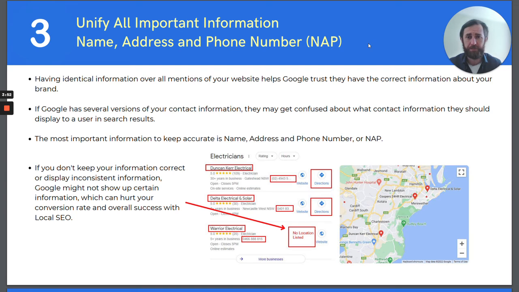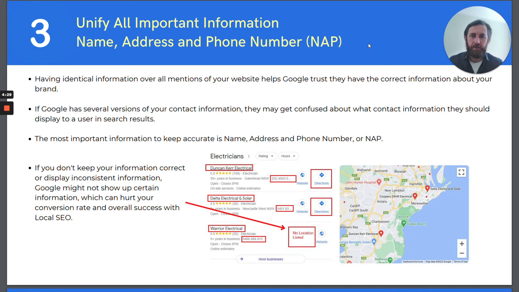So, unify all name and important information. So business name, business address, and business phone number. So NAP information. Wherever your business is listed online, this information needs to be identical. You can't have Facebook with a different phone number than your website and a different phone number than local directories. Google will get confused, and it's just not what you want to do with optimizing your local information for search.